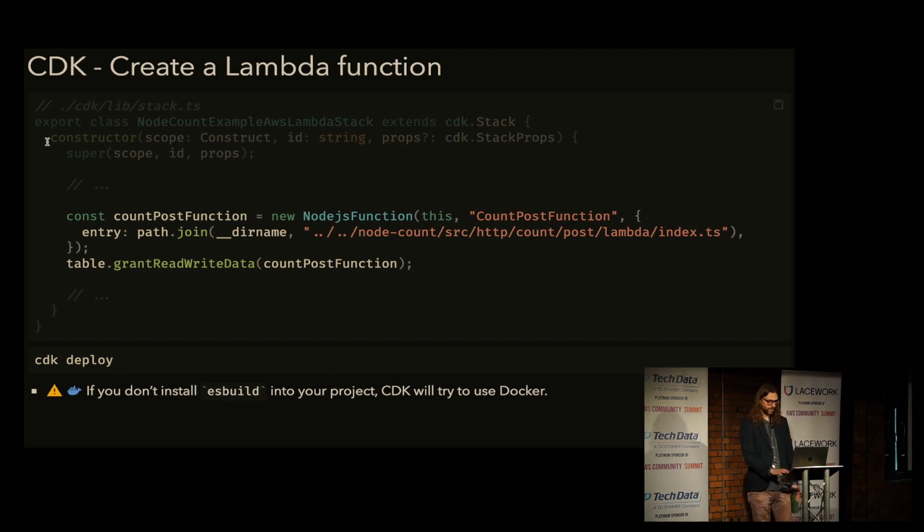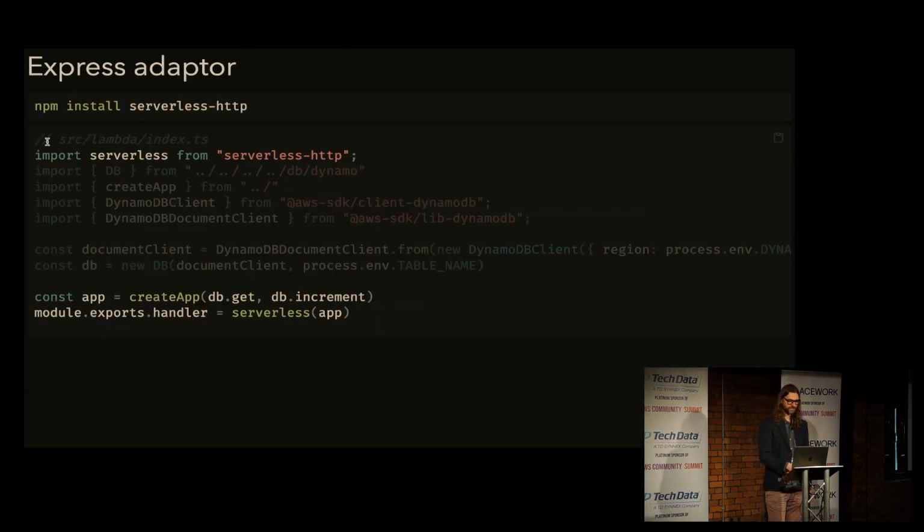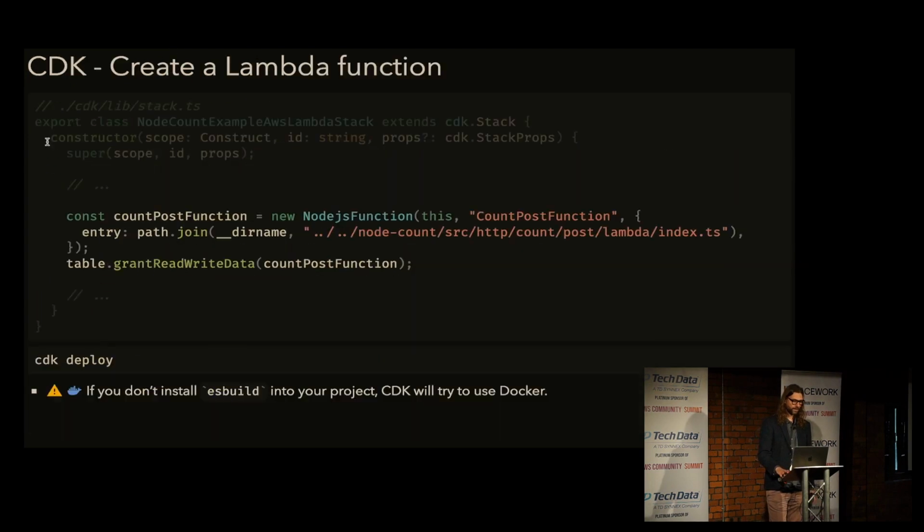So now we've got our Lambda function entry point, which is simply wrapping the same code that we had earlier, just importing that application from one file, wrapping it in a serverless function, and returning it. We can create a Lambda function in CDK. And CDK has this high-level construct called a Node.js function.